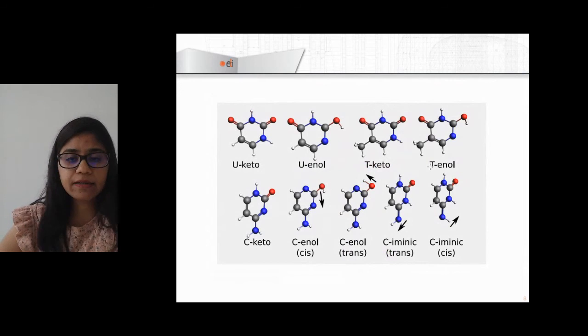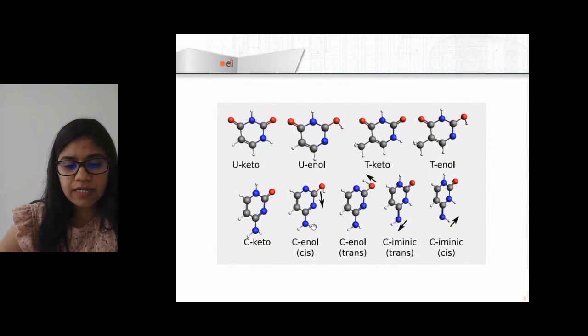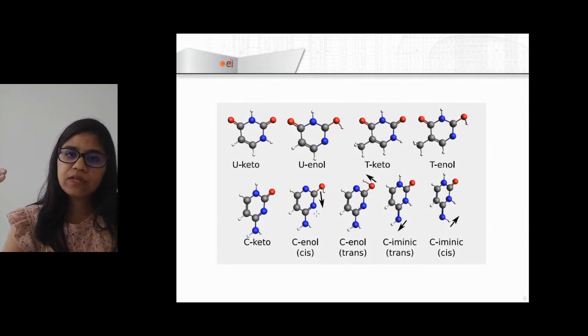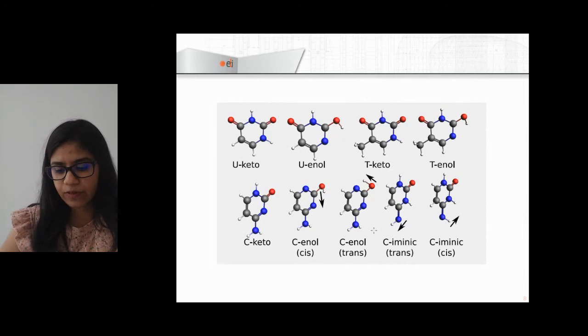And the last thing is the conformers. So if the OH is facing towards this NH2, then it is kind of a cis conformer. And if it is facing away, as in this case, then it is called a trans conformer.